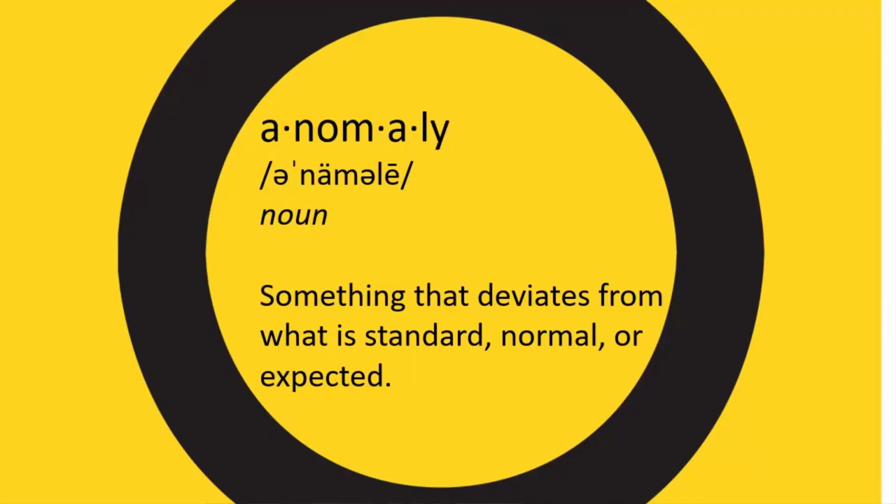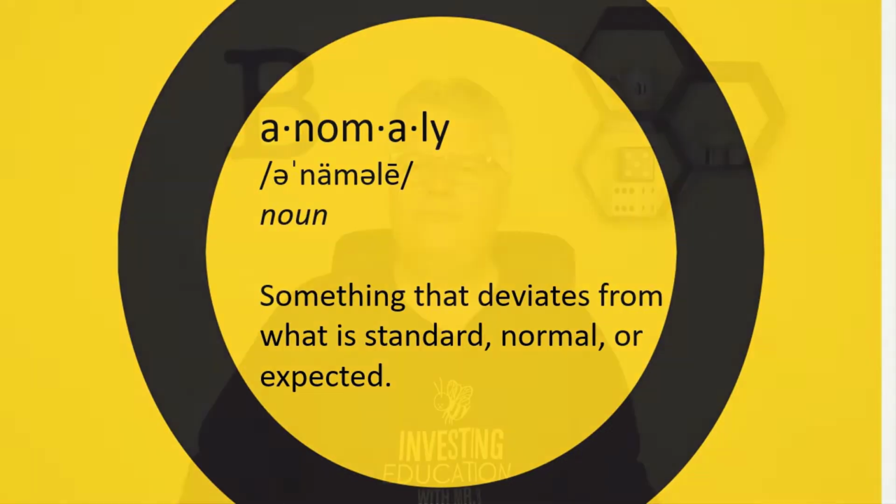And one thing about this is an anomaly that we're talking about when it comes to investing in the stock market. And by anomaly, if we look at the definition, is basically something that deviates from what is standard, normal, or expected. So when we think about investing, it shouldn't deviate or be different from month to month, or it shouldn't matter just because of the month.